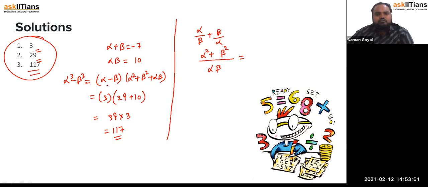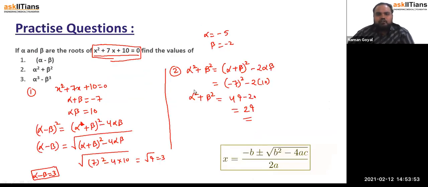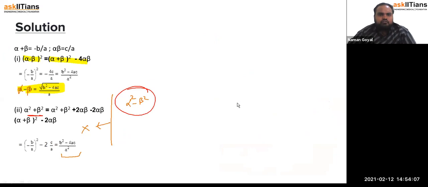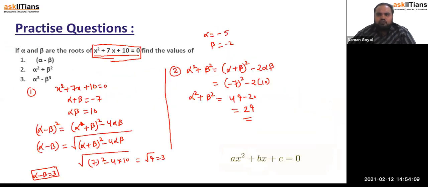The value of alpha square plus beta square we already found in the second part, which is 29, right? So this is 29, and alpha beta is 10. So the answer is 2.9. Okay, so you can do it like this.